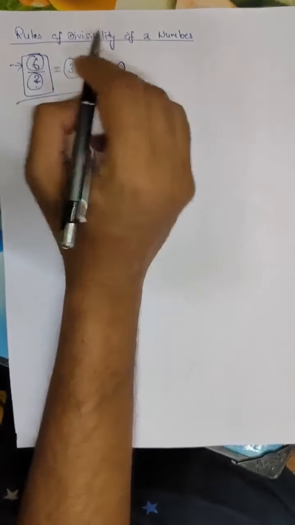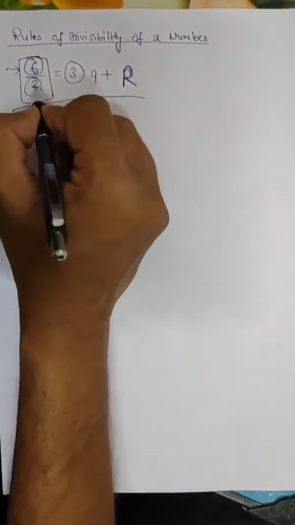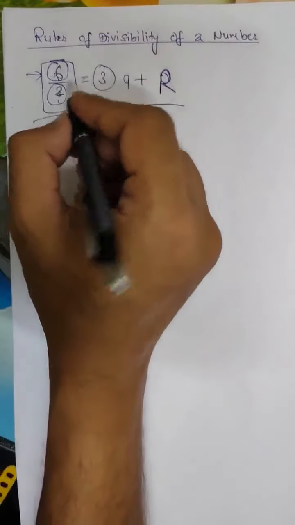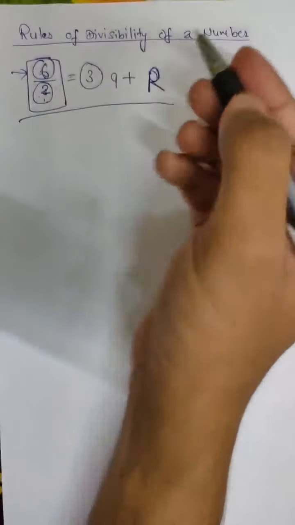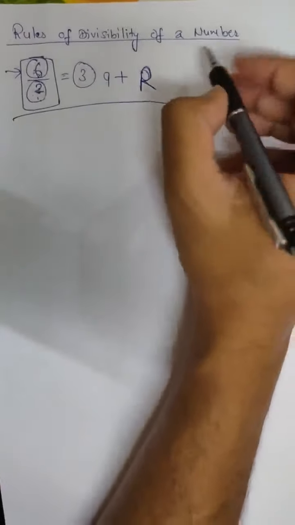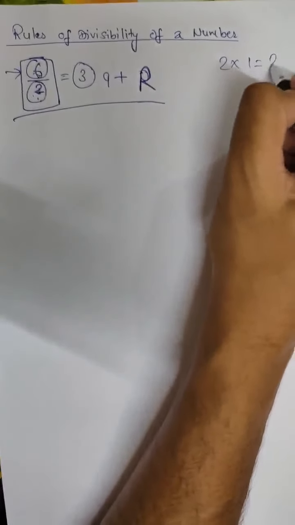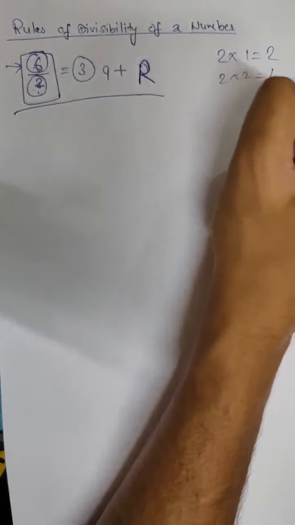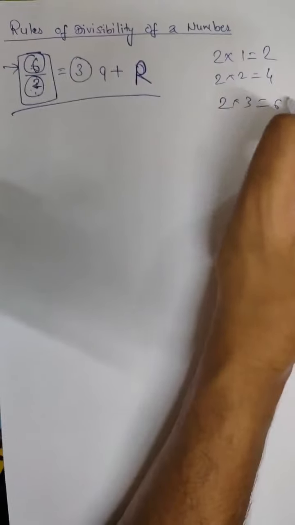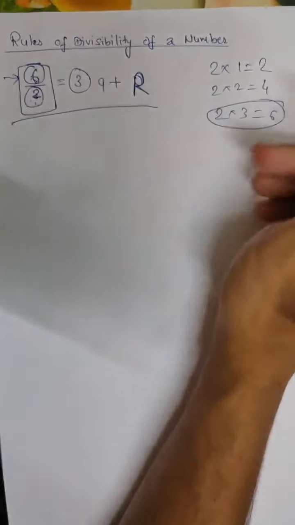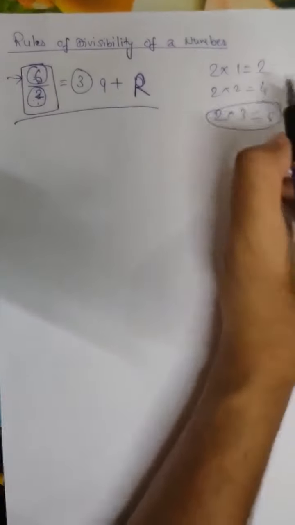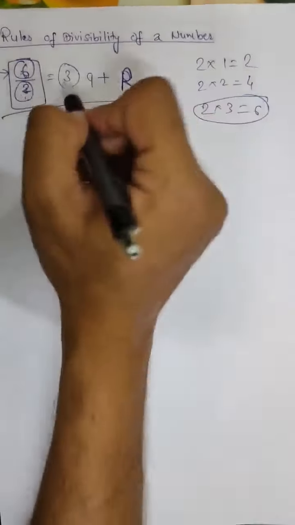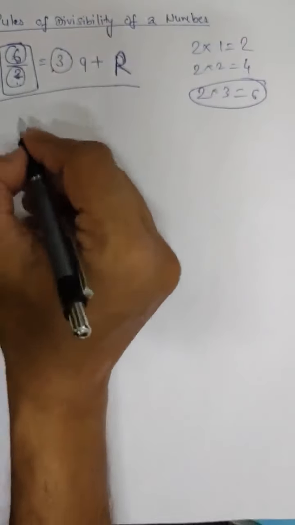For 6 and 2, these are small numbers. You have learned the tables, the multiples, and you know 2 times 1 is 2, 2 times 2 is 4, 2 times 3 is 6. So from there your mind extracts the answer: okay, it's divisible by 3.